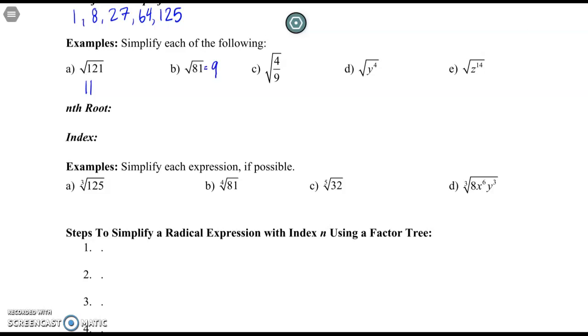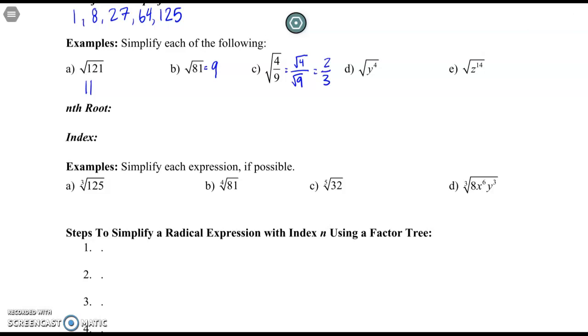Now C looks really tricky, but it's actually not bad at all. If you see something like this, the square root of a fraction, what we're going to do is make it the square root of the top over the square root of the bottom. This is a lot easier now, because we have the square root of 4, which is 2, and the square root of 9, which is 3. So the square root of 4 over 9 is 2 over 3.